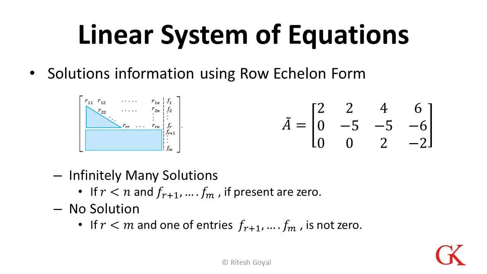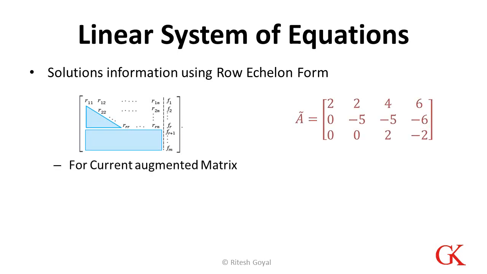Now if we apply these things and try to find the solution for our current augmented matrix, what do we see over here? Here we are having three unknowns. We have seen x1, x2 and x3 were three unknowns, so n equals 3. We are having r equals 3, means even though there are three equations, m is 3, non-zero coefficient equations are also 3 in the augmented matrix. So we are having 3 equations, and we do not have any fr plus 1.